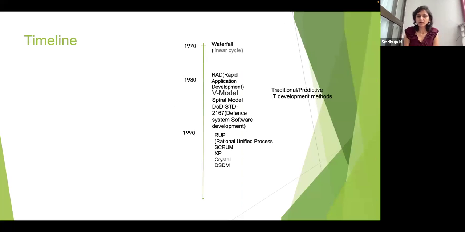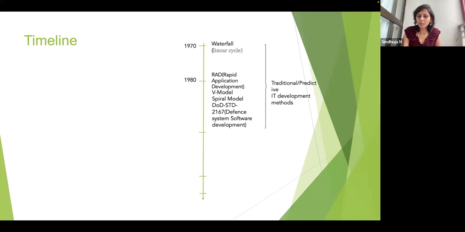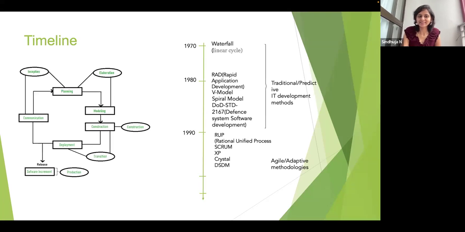Okay, so next we move to the 1990s and the RUP model. One second, guys. So RUP is another one, but this is not coming under traditional or predictive development methods. It is coming under agile or adaptive methodologies. RUP is the Rational Unified Process.